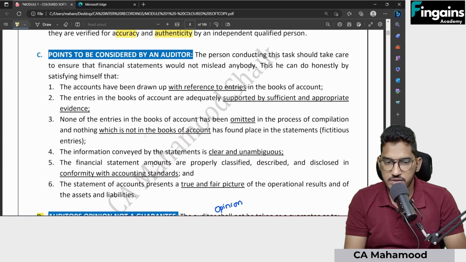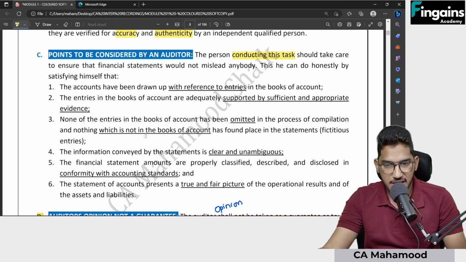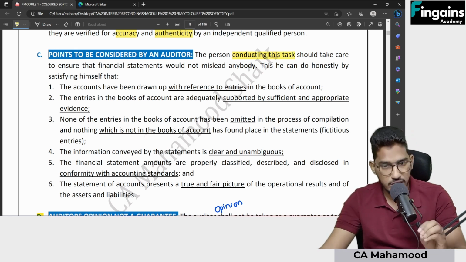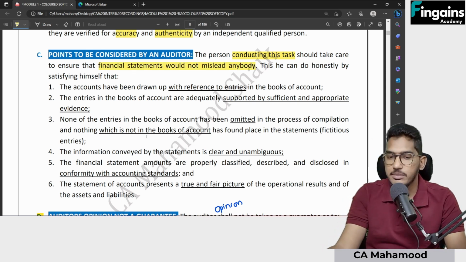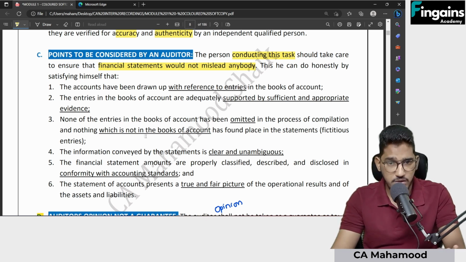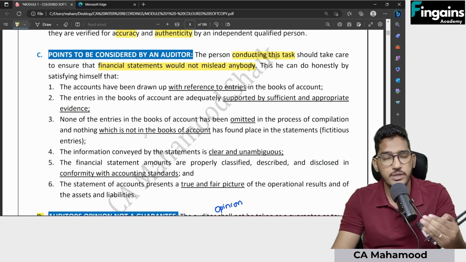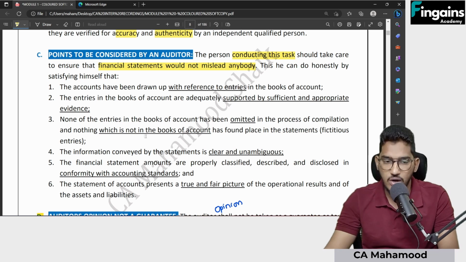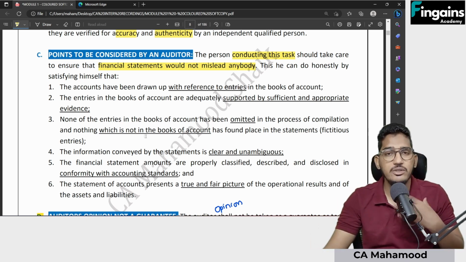So if we see it, these are the points to be considered by an auditor. The person conducting this task should take care. Which task? Whoever is conducting this audit should take care to ensure that financial statements would not mislead anybody. So as an auditor, when you are conducting the audit, you have to take all the precautions to make sure that the financial statements you are auditing do not mislead or misguide anybody. That means they should give proper information. This he can do honestly by satisfying himself. If he wants to know whether financial statements are really not misleading, then he needs to satisfy himself about certain points. That means he needs to consider certain points.